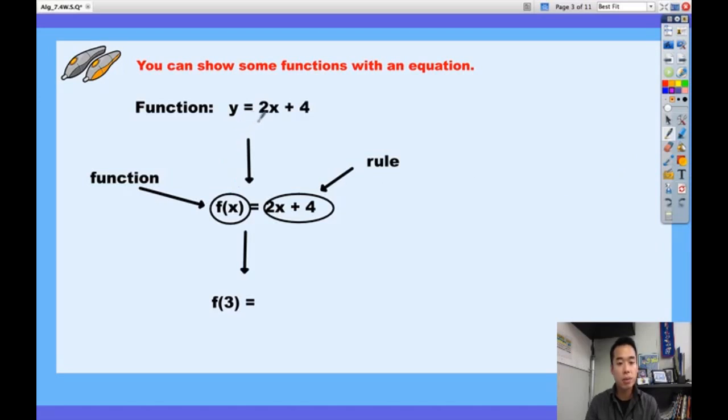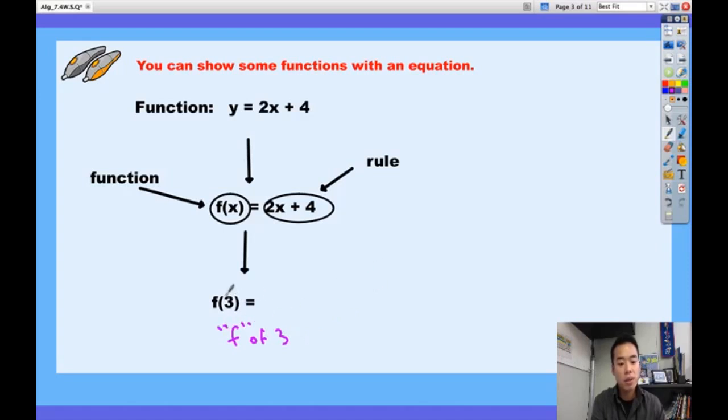y is equal to 2x plus 4 could be a linear equation, y equals mx plus b. The function f of x is equal to 2x plus 4. It just says that it's a function. So when I have f of 3 right here, f parentheses 3, remember it does not mean multiply. This could be read as function f of 3, function of 3.